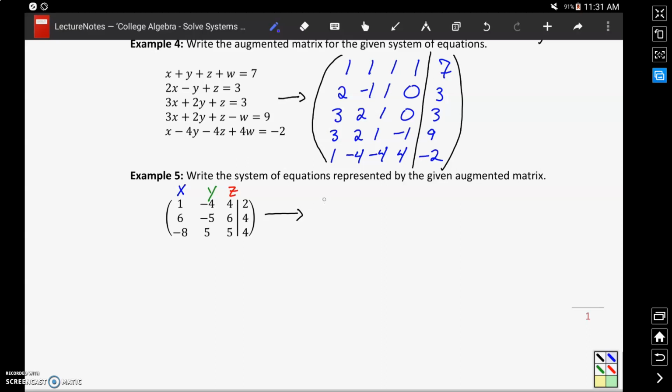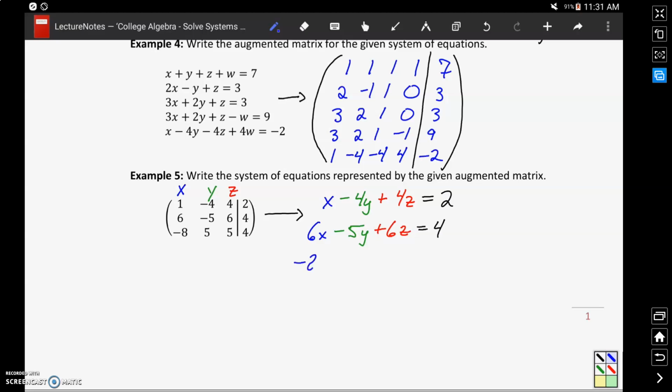So to translate this back into a system of equations, this would become 1x minus 4y plus 4z. That vertical bar again represents that equal sign in each of our equations, so that would be set equal to 2. Our second equation would become 6x minus 5y plus 6z is equal to 4.